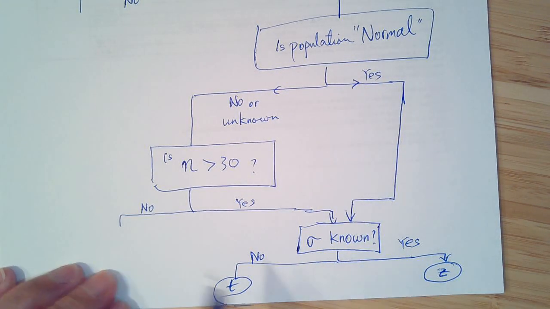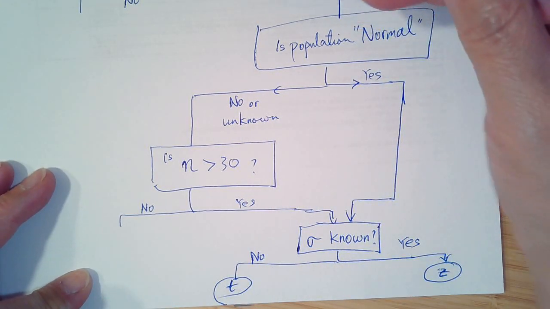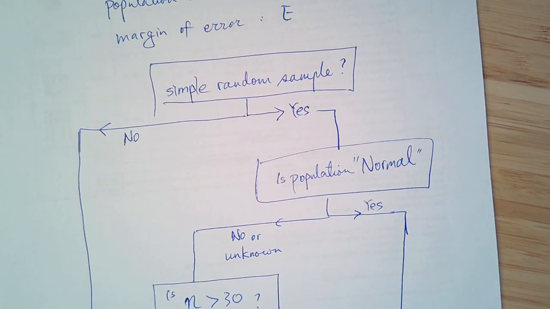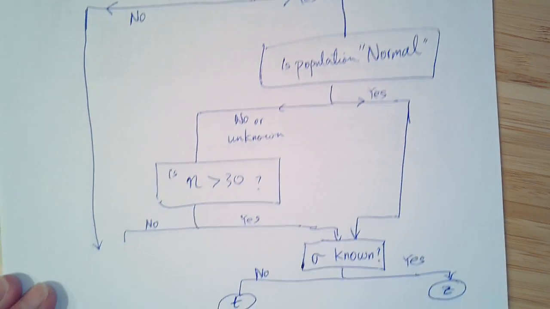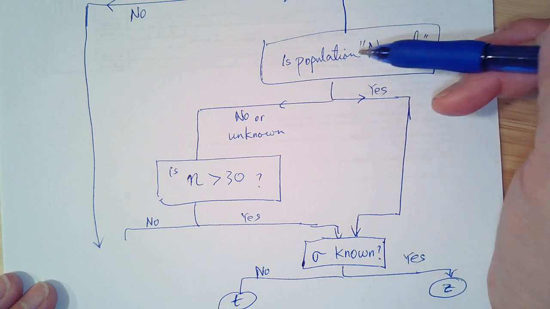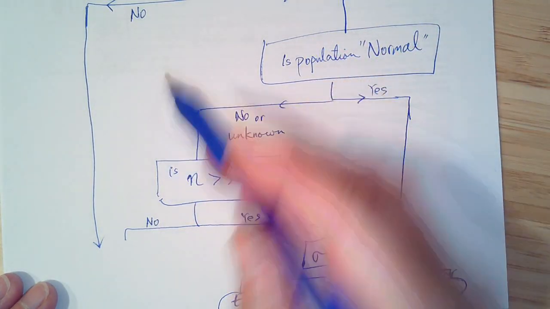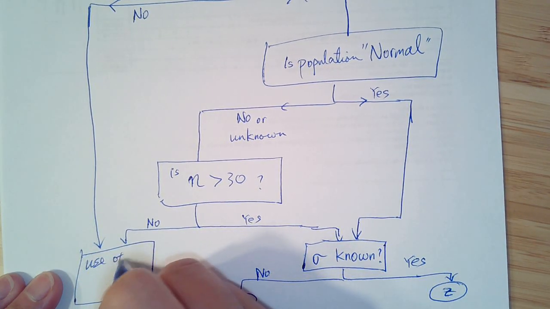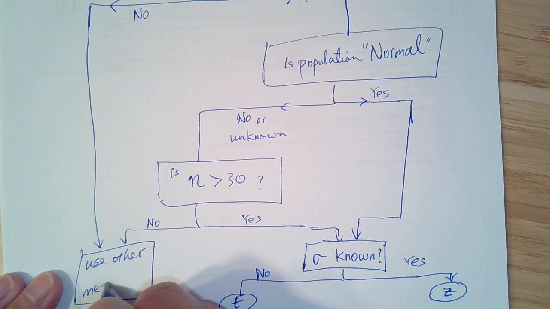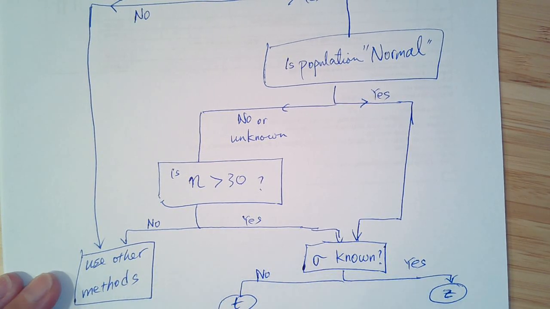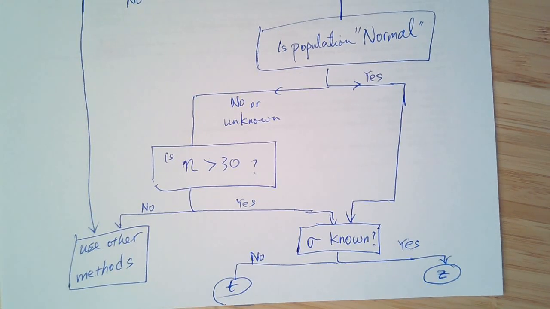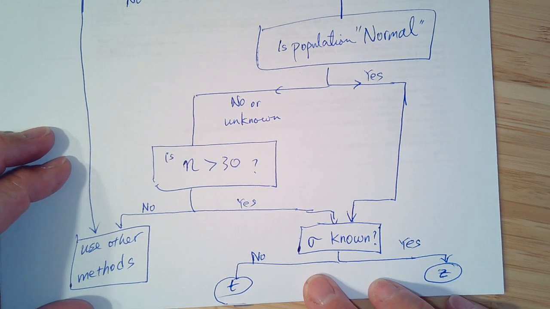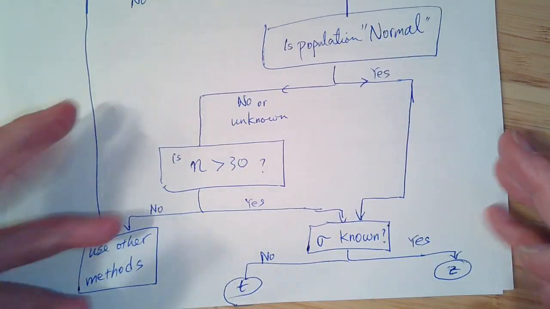Okay, and then if it's not a simple random sample, and if the population is not normal, and it's a small sample size, then we're going to use other methods, which I'm not going to talk about here. Okay, so now you see this t and z. We know z is normally distributed, and what about t? t is a new distribution that we're going to learn today.